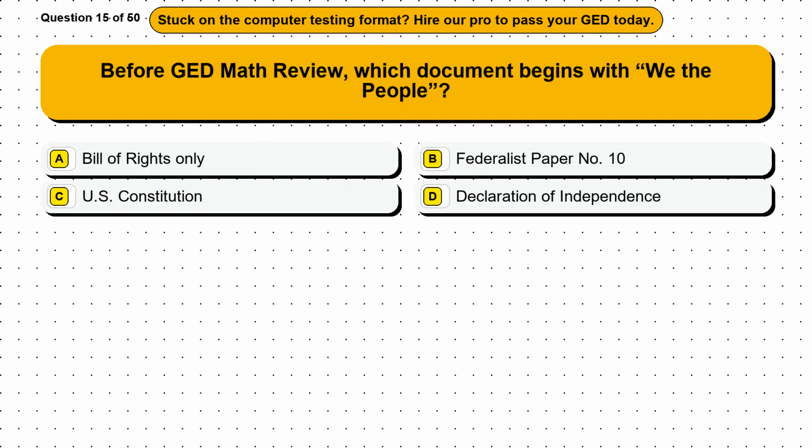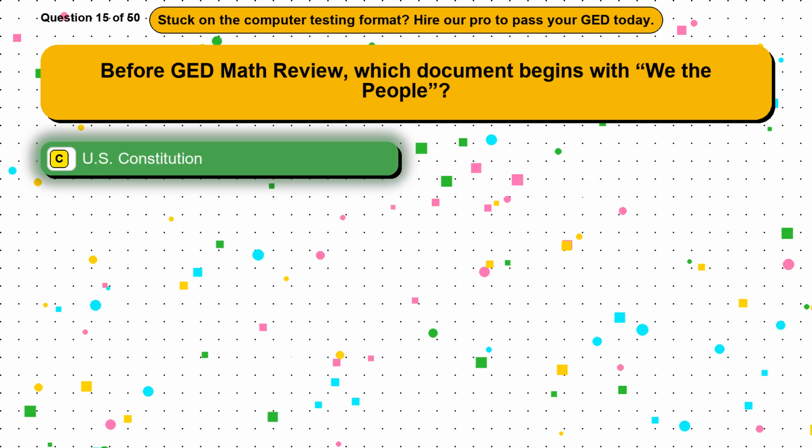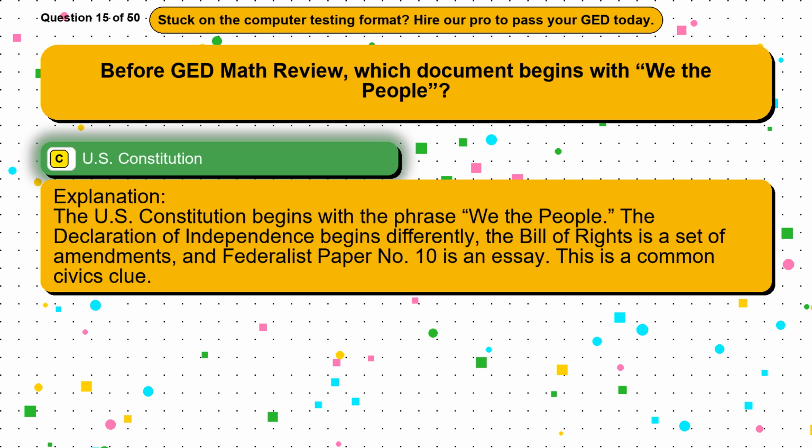Question 15. Before GED Math review, which document begins with "We the People"? Option A, Bill of Rights only. Option B, Federalist Paper number 10. Option C, U.S. Constitution. Option D, Declaration of Independence. The correct answer is option C, U.S. Constitution. The U.S. Constitution begins with the phrase "We the People."